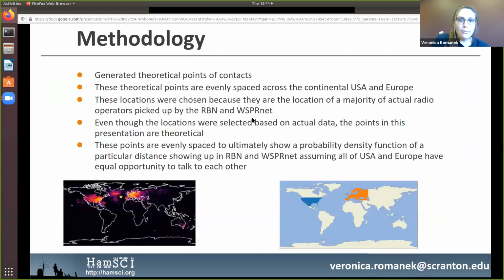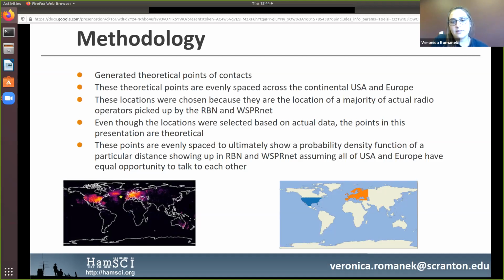So the methodology that I use to address why we're seeing that gap in the data, a generic methodology, is that I generated theoretical points of contact, and these theoretical points are evenly spaced across the continental United States and Europe. They were chosen because they are the location of a majority of actual radio operators picked up by the RBN and WSPRnet. And even though these locations are selected based on actual data, the points in this presentation are theoretical.